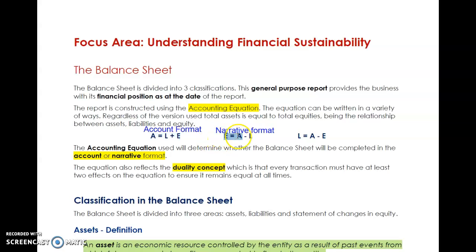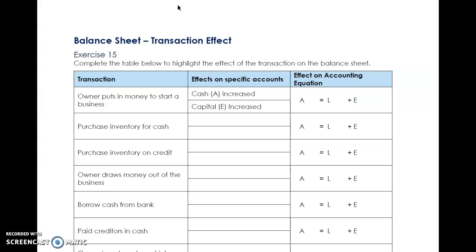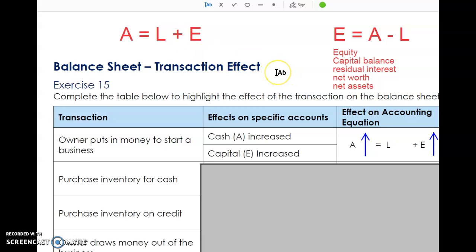And if we turn that around, equity is equal to assets minus liabilities. So let's have a look at page 34 now. And this exercise, exercise 15, is called the transaction effect. I like to say that every transaction has an equal and opposite reaction. And let's have a look at this one that I've created earlier.